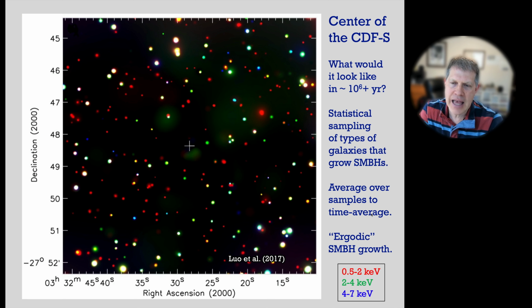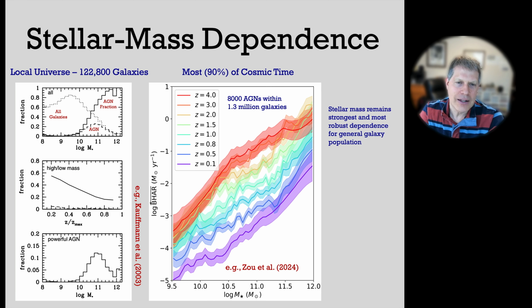You average over samples, utilizing the direct detections as well as stacking, for example, of the non-detected sources, or there are other appropriate statistical techniques to utilize. And essentially, you're assuming black hole growth is ergodic, so that you can replace a sample average with a time average, and that's how we get at the long-term time average black hole accretion rate for different galaxy populations.